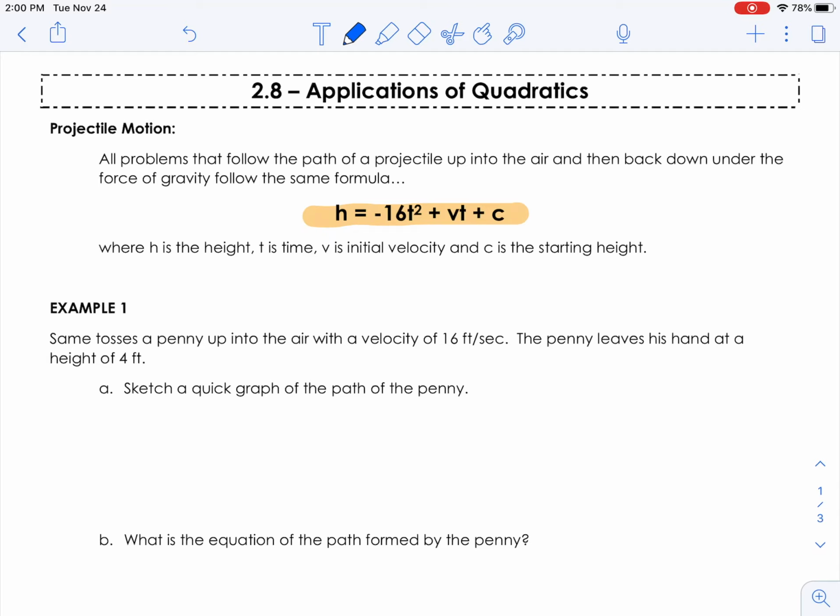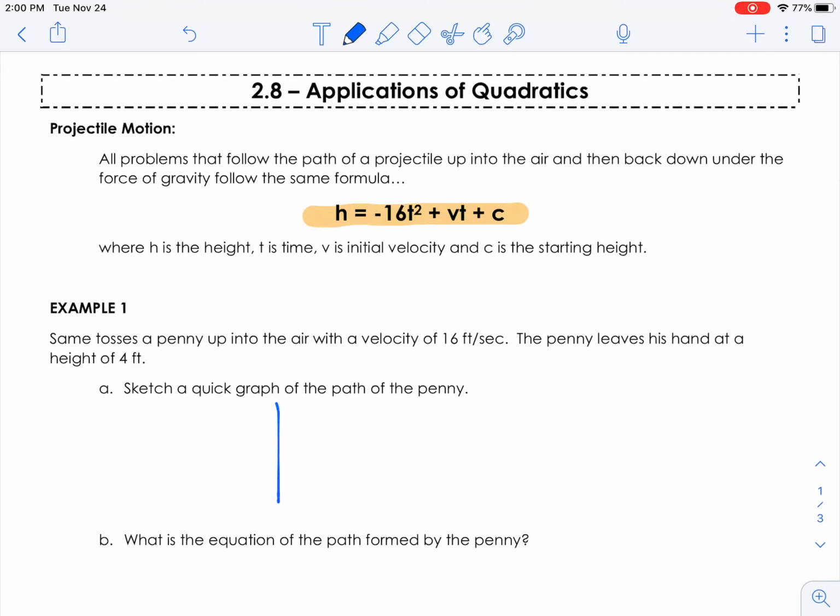So if you imagine, I don't think that should say "same", maybe it should just say "Sam". Sam tosses a penny up into the air with a velocity of 16 feet per second. The penny leaves his hand at a height of 4 feet. So imagine he's standing, right? So the penny's not starting at 0 on the ground. It's starting at some height. In this case, it's 4 feet. Sketch a quick graph of the path of the penny.